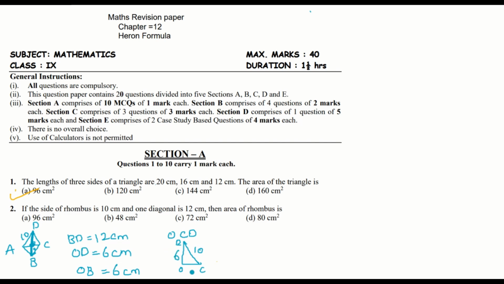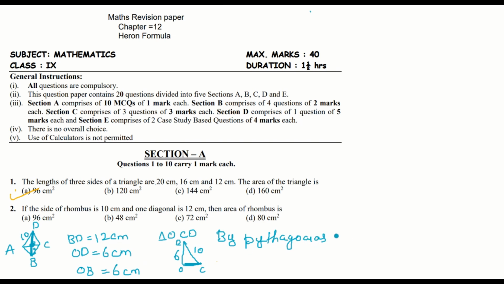And let's find OC. By finding OC, then OA plus OC is equal to AC, we can find the length of the other diagonal. So to find the length of the other diagonal, we need to find OC first. So let's take the triangle OCD. OCD is a right triangle, so by Pythagoras, we can find the length of the missing side.